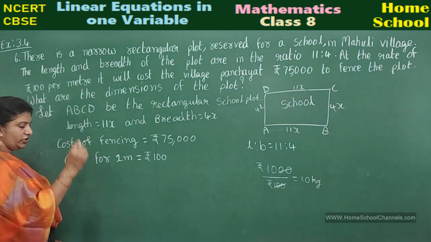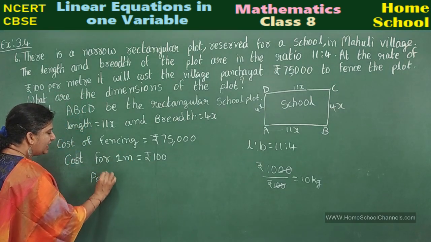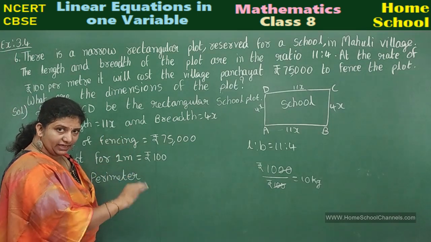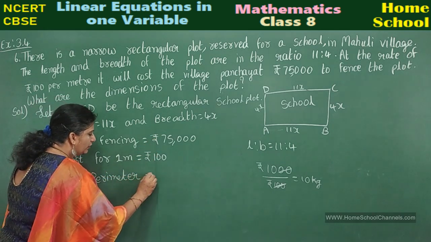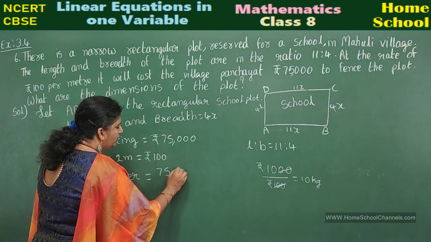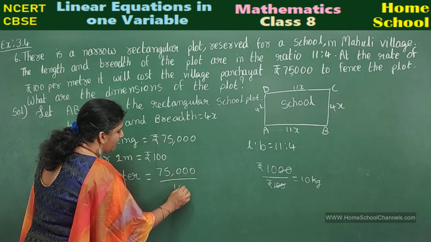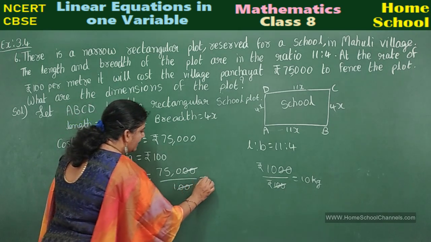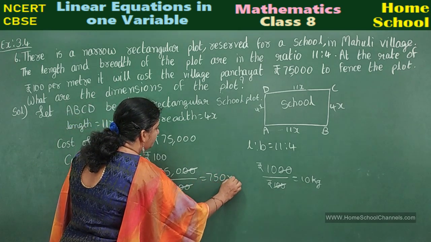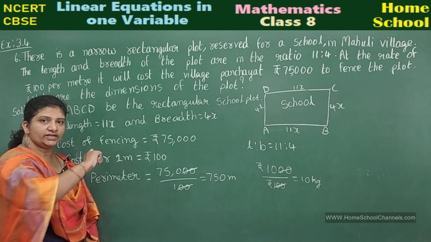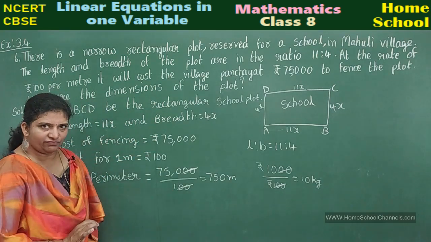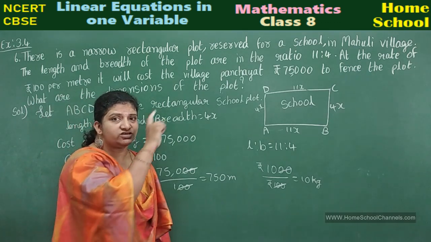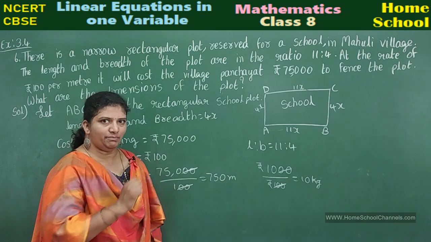So at that time, what do you need to know? The perimeter. What is the perimeter of this rectangle? We can get it by dividing these two. Perimeter is equal to 75,000 by 100. Two zeros cancel. Therefore, perimeter is equal to 750 meters. What is the perimeter of this rectangle? 750 meters. And the next step, we need to calculate the dimensions of this rectangle, that is length and breadth.